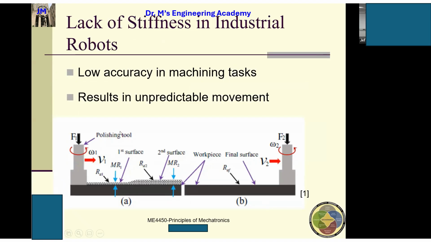So this is a polishing tool, right? I want to remove all these things. This is my desired final surface. But there will be some profile that you need to remove in order to get this desired final surface.